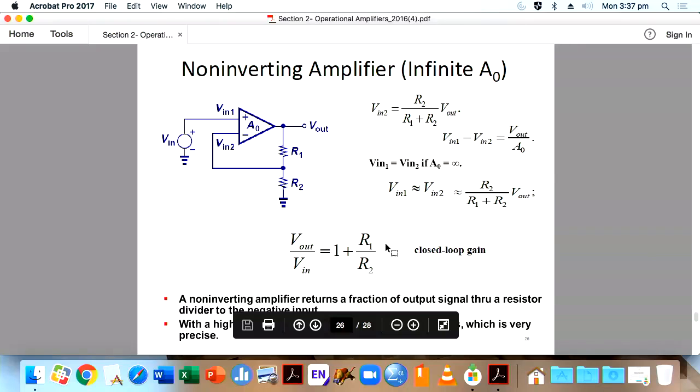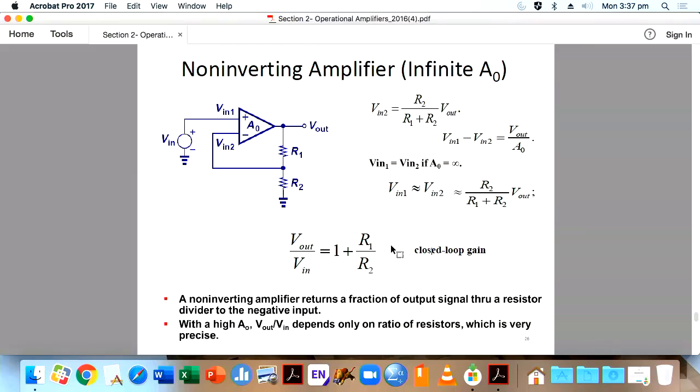Like I am making an amplifier and I want to get gain 10. Yes, I can get gain 10 by varying R1 and R2. It's not depending upon the A0. So that is called a closed loop gain.